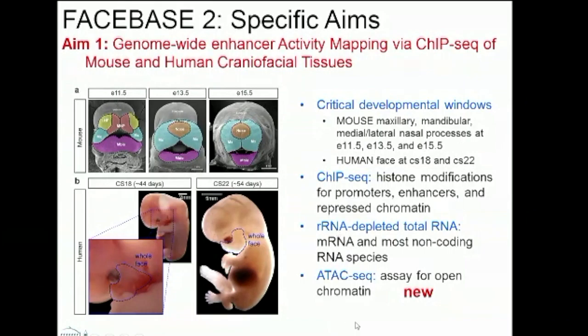And then as another addition, we have ATAC-seq. So this is not part of our original proposal. It's technically not a milestone that we have to do, but it requires small amounts of input material that we have anyway, and it provides very nice data. So we decided to do that also for all the samples that we get moving forward.